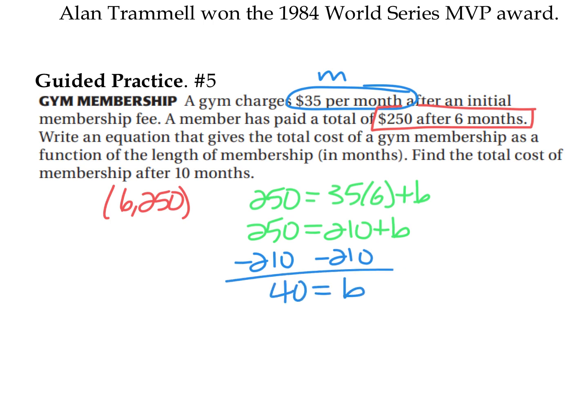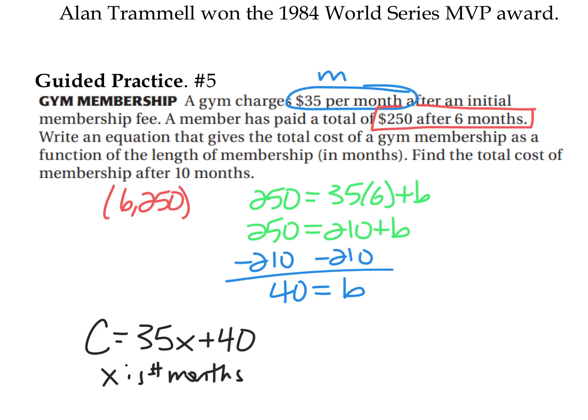So the first part of this question says to write an equation that gives the total cost. So if I want to write an equation for the total cost here, I can have the total cost is equal to 35x plus 40, where x is the number of months. Okay. I avoided using m so we didn't get it confused with slope, but you could use any letter you want, right? So c equals 35x plus 40. That would be our equation that would give us a total cost for 1 month, 8 months, or in this case, we're going to find out what happens after 10 months.